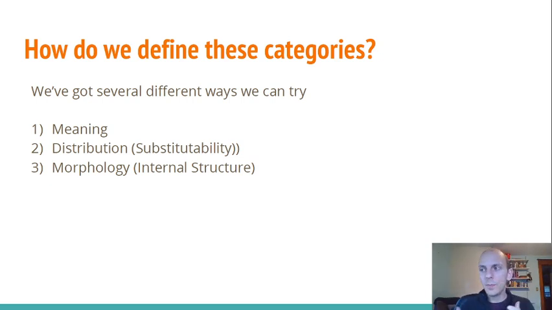And what we're going to end up saying, spoiler alert for the end of this lecture, is that we're going to need all 3 of these to work together to give us a good idea of what morphosyntactic category a word's in. None of the 3 of these are perfect, but together we get a fairly good sense.